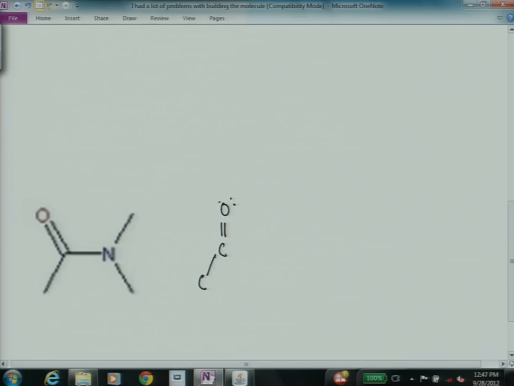Hey, everybody, this is important stuff. How many hydrogens on that first carbon?